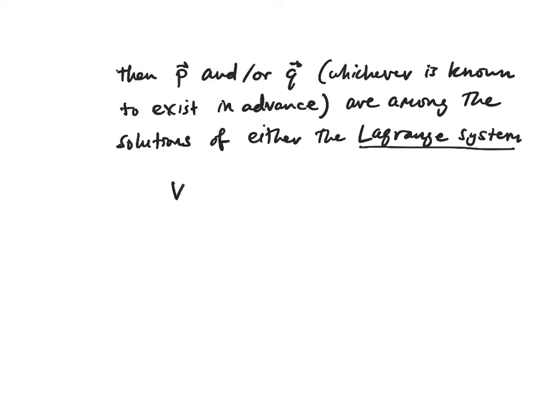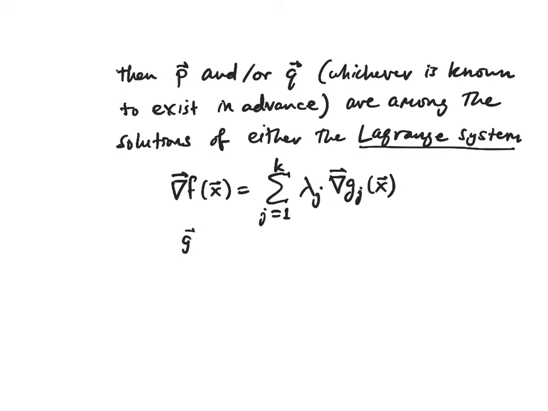And here's what that looks like. It's going to be the gradient of f is a linear combination of the gradients of the g sub j's. And there are k of those, g1, g2 through gk. Those are the component functions of the vector-valued function g. And remember that in the Lagrange system, we also include the constraint equations. So I'll write that in vector form, like this.